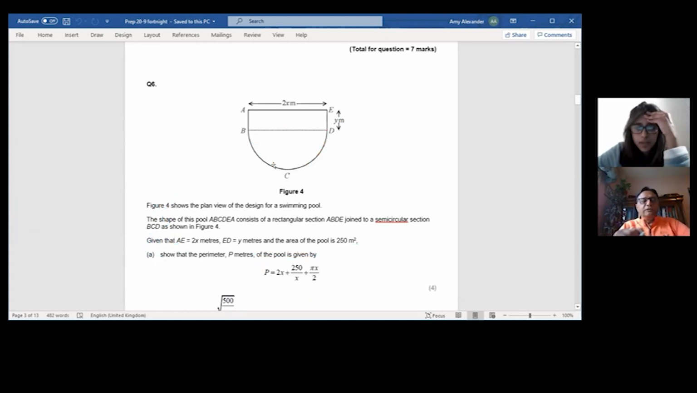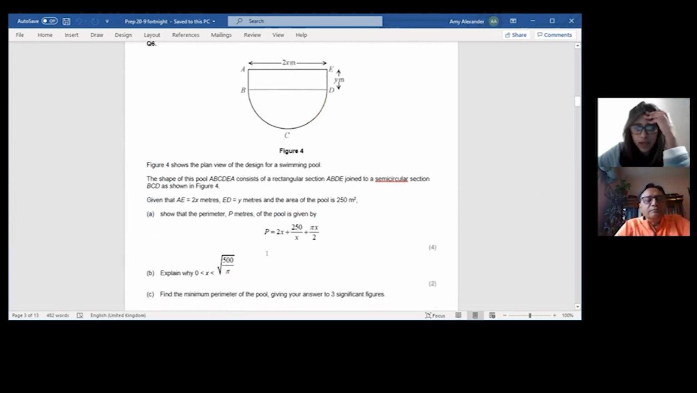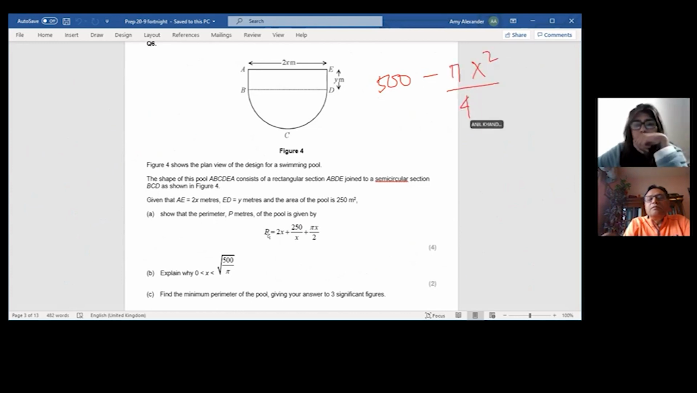What is the next? Explain why x can only be between 0 and the square root of 500 over pi. Oh, so we actually got an expression there. I didn't really keep that expression. So y was equal to 500 minus pi x squared, the whole thing over 4x. This was y.